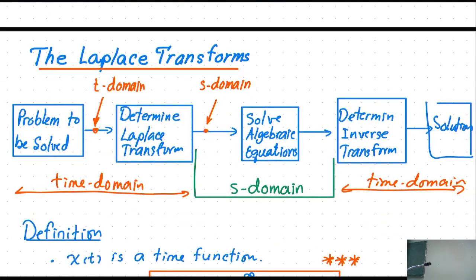Now, we have this problem. We would like to find the convolution between those two functions, right? So we would like to transform both functions into the S domain using the Laplace transform, and then we do these algebraic equations to have X(s), and then we inverse Laplace transform it back into x(t). So we're going to again follow these steps.